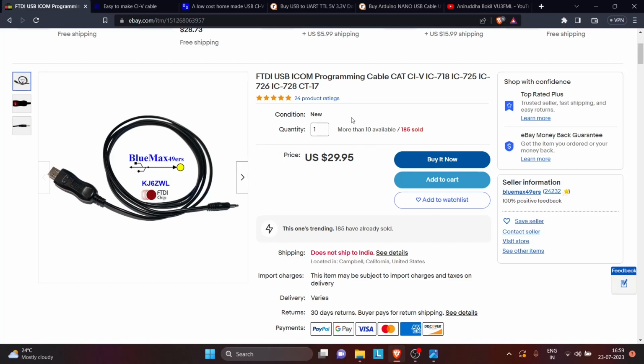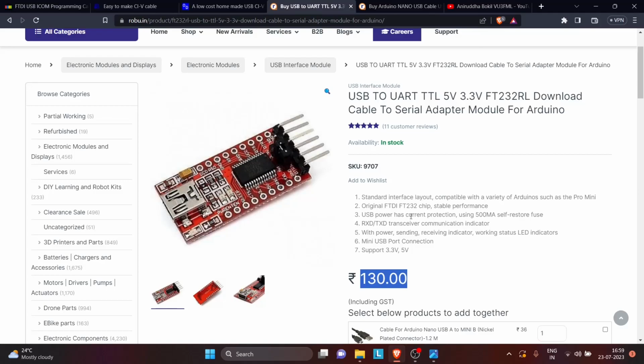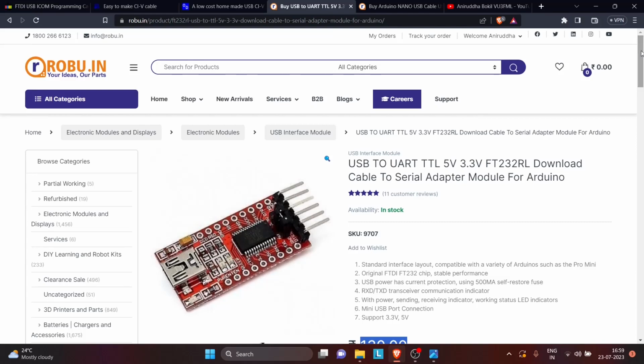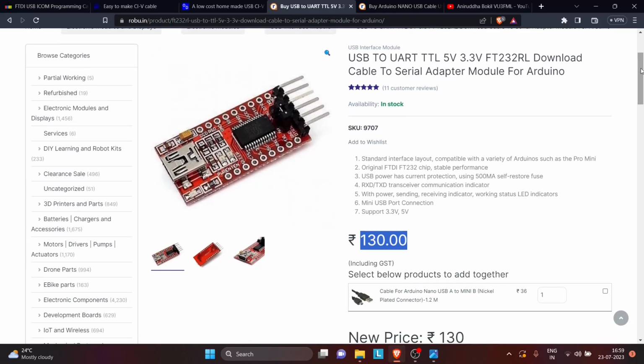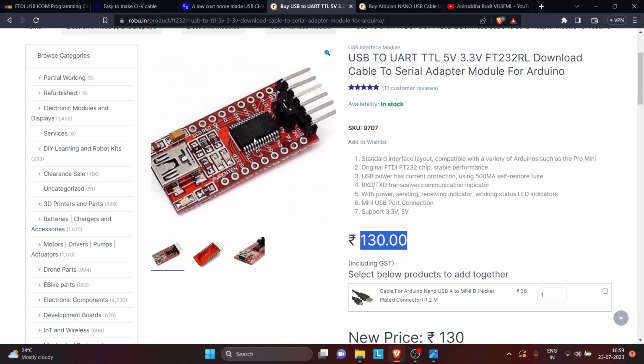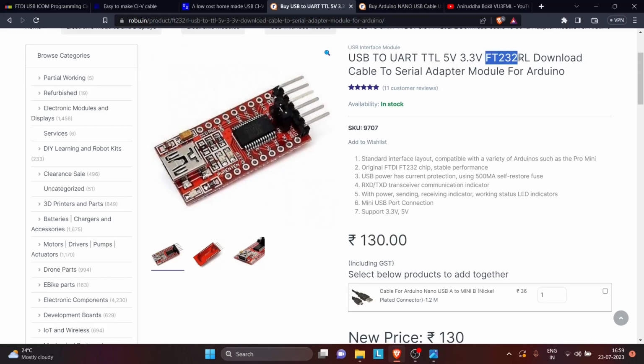To make this cable, what you need is this little adapter. It is nothing but a USB to TTL adapter. I bought it from robo.in. You can purchase it from anywhere you like, not a problem. Just make sure that you use the original FTDI chip. The model name is FT232RL, and the reason to use this original FTDI chip is so that this adapter, when connected to the laptop, gets easily recognized by Windows 11 or any other Windows operating system. You don't have to install the drivers separately for them.